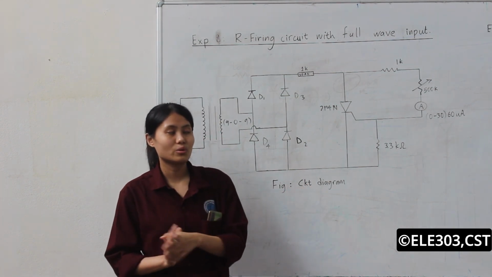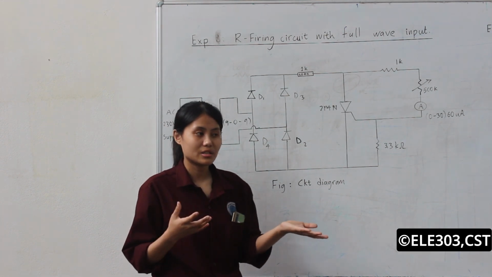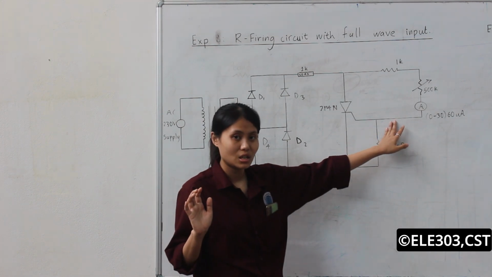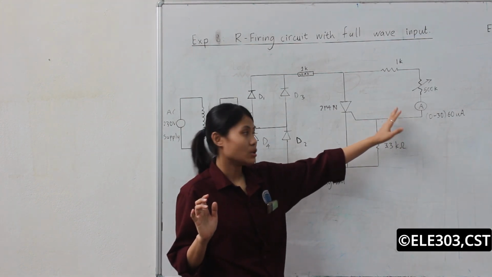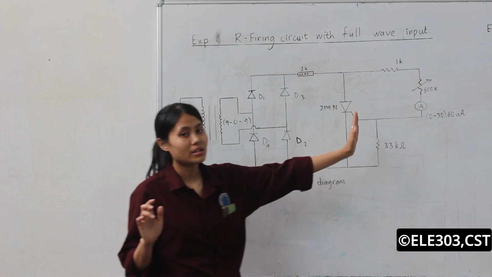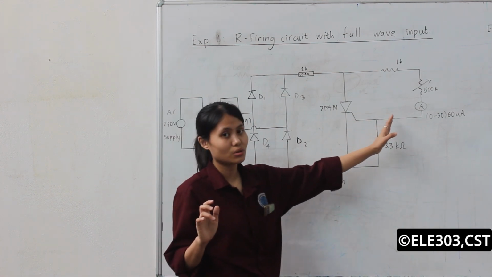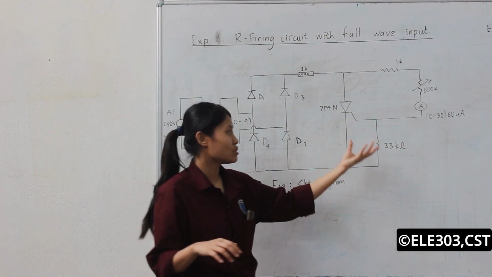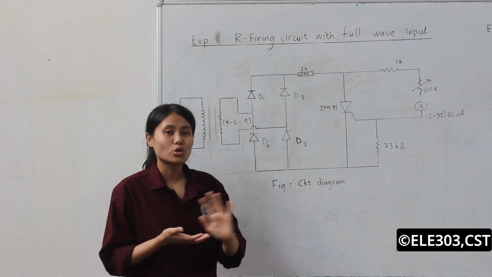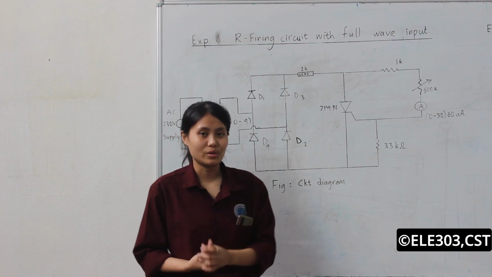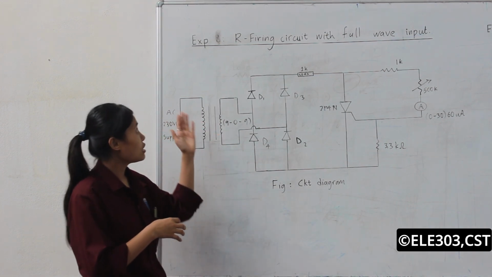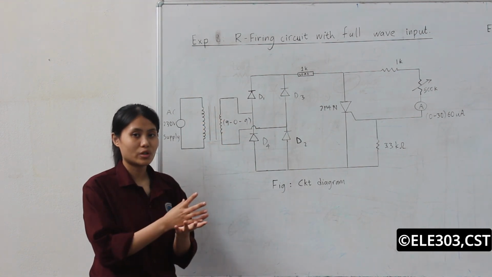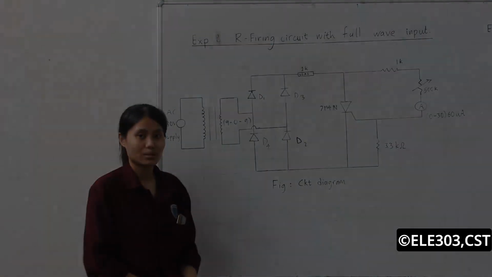Also, while talking about the difference between the R firing circuit for the half wave and full wave, we observe that we don't have a diode out here. Because we won't have a diode for the R firing circuit for the full wave, it will not be reversed. Because of it, we get a controlled waveform for the full wave rather than the half wave. And for the R firing circuit with full wave input, we are able to control the output waveform from 0 degree to 90 degree.